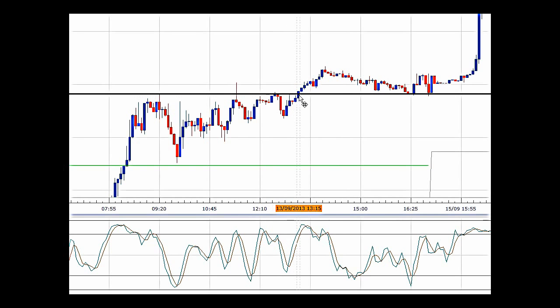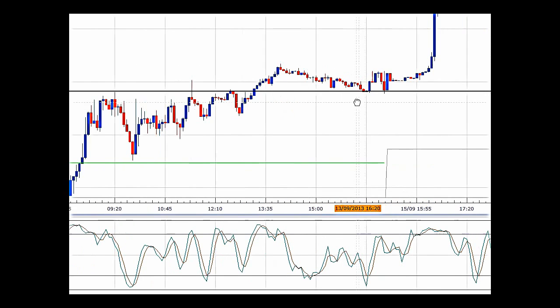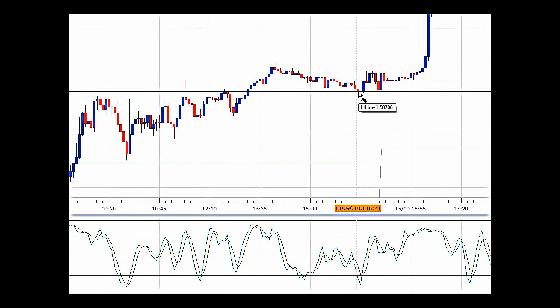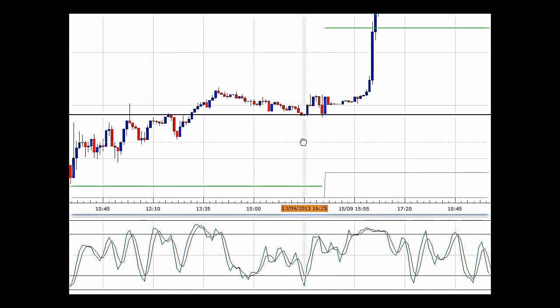You must remember that once the resistance is being breached, it turns into a new support level. You can see that the price comes back to test this support level. At the same time, if you go down and see, this is the stochastic indicator showing oversold, a good point to enter here. So what I do, I enter a trade immediately here.